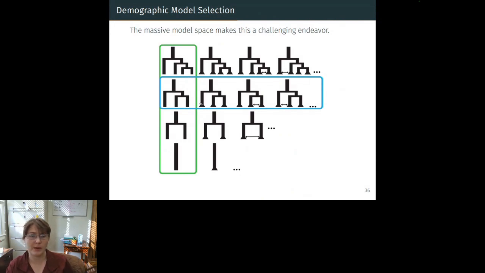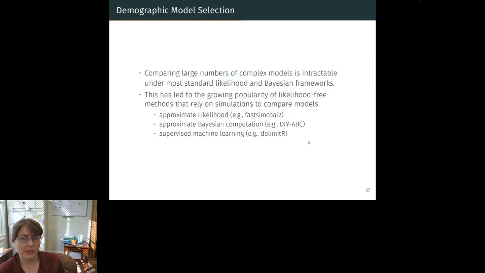We might want to compare models that differ in the presence or absence of population size changes in individual populations. And we probably want to compare models that differ in the presence and timing of gene flow between populations. And so this leads to a really large model space with lots of really complicated models. And comparing large numbers of complex models can be intractable under standard likelihood and Bayesian frameworks.